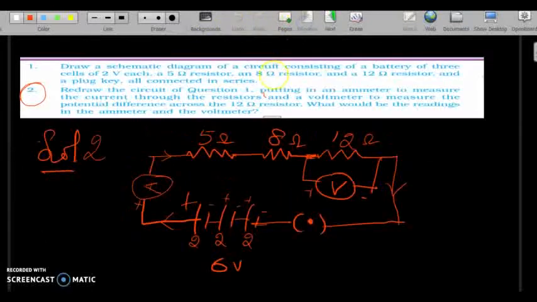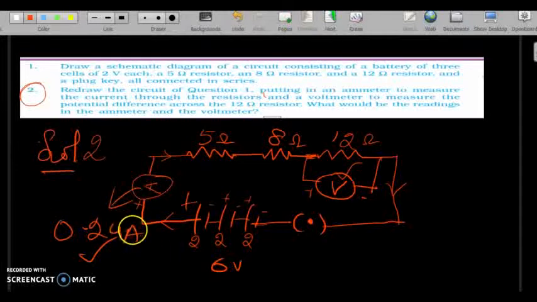What is the thing that we have to calculate? In the voltmeter, we have to find the value of the ammeter. The answer, 0.24 ampere, will be the current that will be flowing. And what will be the potential difference across the 12 ohm resistor? Simple, children. It is 12 ohm multiplied by the current that is going inside.